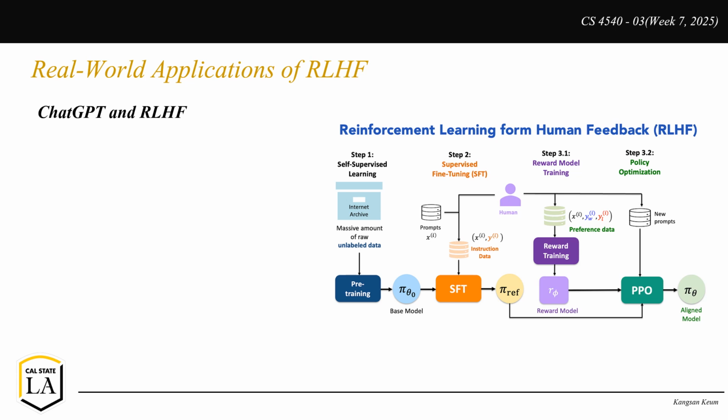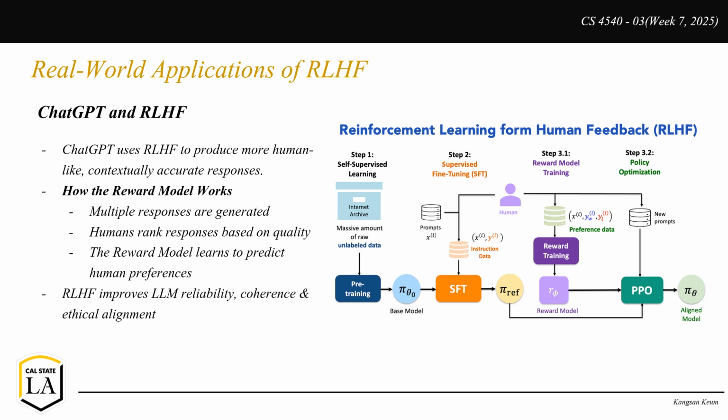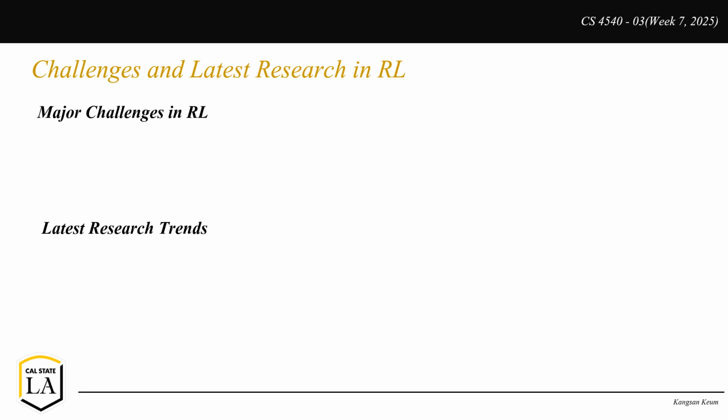RLHF is already shaping the future of AI models by improving their ability to generate high-quality, contextually aware responses. OpenAI's ChatGPT uses RLHF to rank responses based on human preferences. AI models trained with RLHF are used in content moderation, ensuring responses are ethical and unbiased. RLHF is also improving personalized recommendations in platforms like YouTube and Netflix. By integrating human alignment into reinforcement learning, AI can become more trustworthy, controllable, and adaptable to human needs.